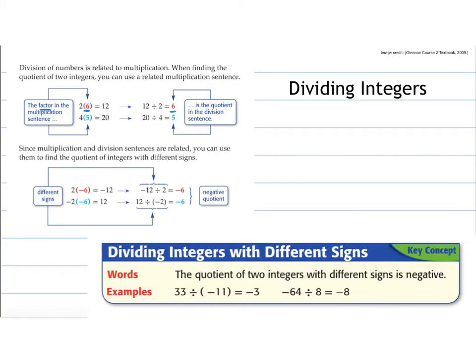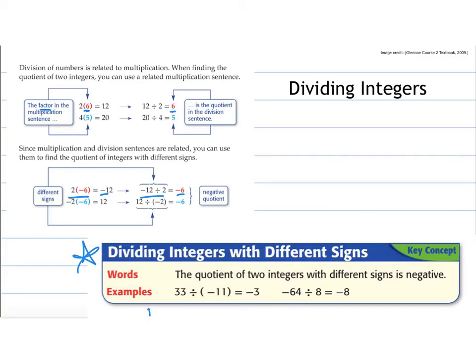Since multiplication and division sentences are related, you can use them to find the quotient of integers with different signs. So again, if you have different signs on multiplication, your answer is a negative. Same thing with division. If you have different signs for division, your answer is negative. So when you're dividing integers, make sure you have this part written down.